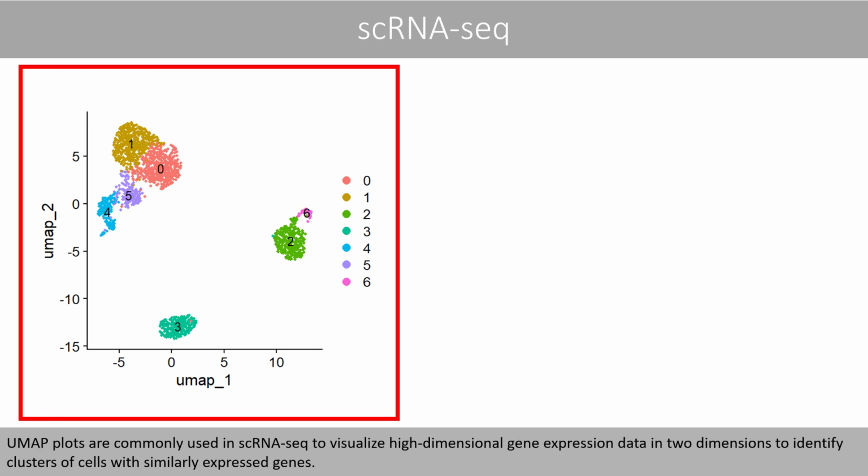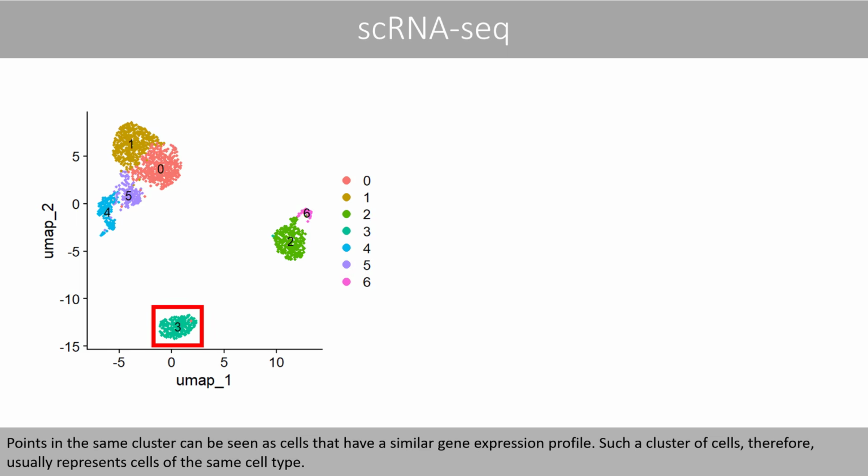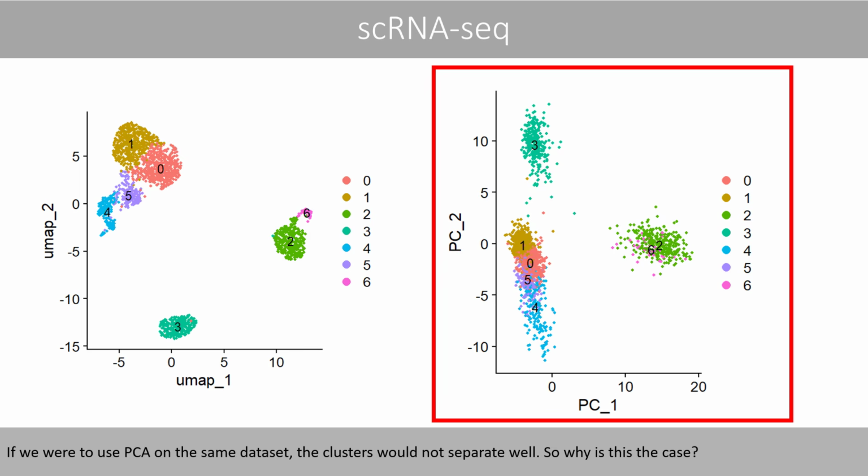UMAP plots are commonly used in single-cell RNA sequencing to visualize high-dimensional gene expression data in 2 dimensions to identify clusters of cells with similar expressed genes. Each point in this UMAP plot represents a single cell. Points in the same cluster can be seen as cells that have a similar gene expression profile. Such a cluster of cells therefore usually represents cells of the same cell type. For example, the clusters may represent different cells in our immune system. If we were to use PCA on the same dataset, the clusters would not separate well.